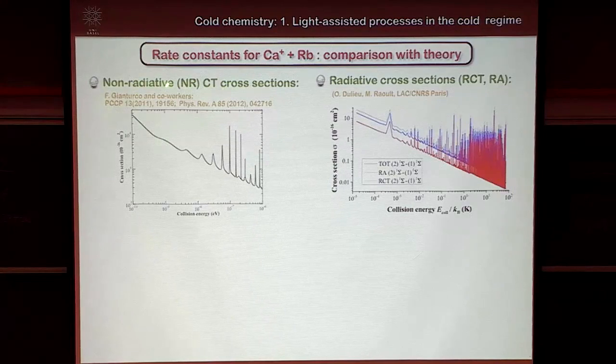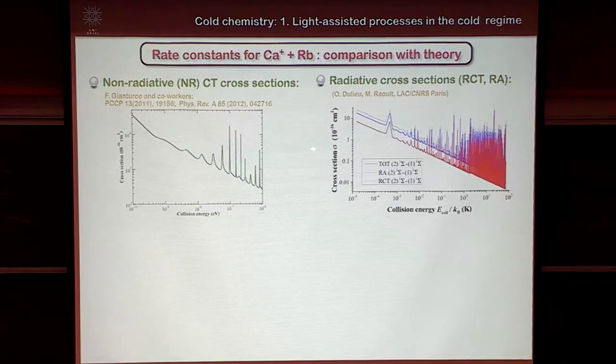This was calculated by Franco Cianturco and his group and published almost 2 years ago. And these are the radiative cross-sections, so the cross-sections for the radiative channels, radiative charge transfer and radiative association, for the lowest collision channel, calculated by Olivier and his team. Two things are noteworthy here. The first thing is you see this pronounced resonance structure in the cross-sections, and these are shape resonances, and they appear for all three processes.